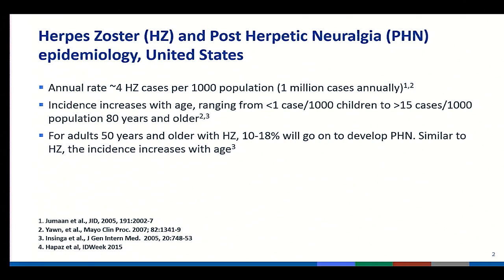For adults 50 years and older with herpes zoster, about 10 to 18% will go on to develop post-herpetic neuralgia. Similar to herpes zoster, incidence increases with age. For many, the pain of herpes zoster and the unrelenting persistence of post-herpetic neuralgia can be debilitating.